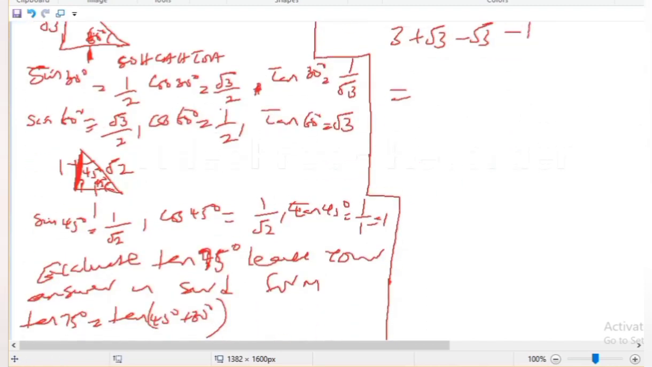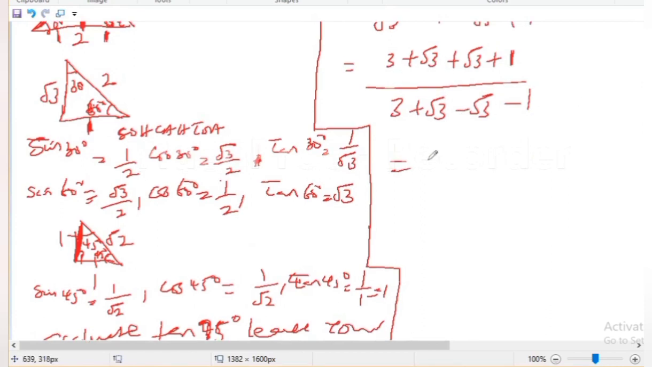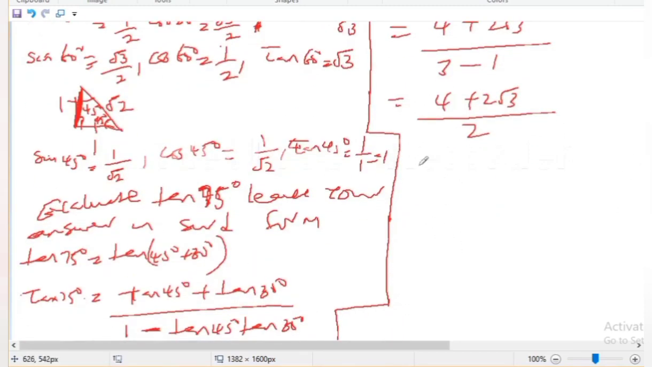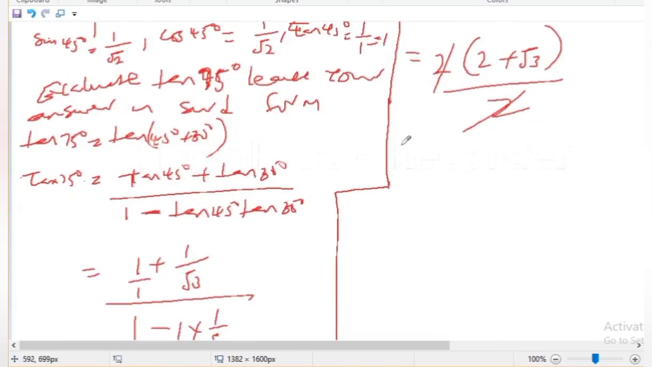So again, you will have 3. That this is 4 plus 2 root 3 over this 3 minus 2. 3 minus 2 is 0 minus 1. So you have 4 plus 2 root 3 over 2. So you can factorize. Factorizing 2, you will have 2 plus root 3 over this, cancel this. Therefore tan 75 degree equal to 2 plus root 3. So that is it.